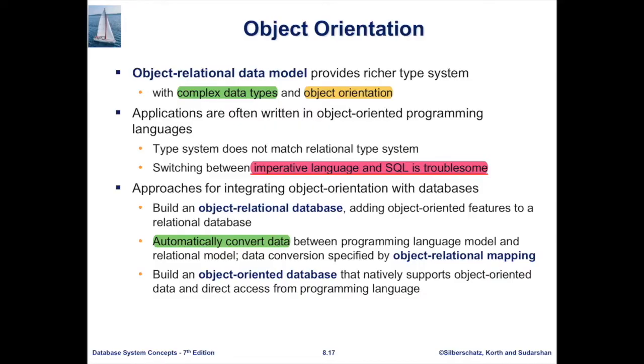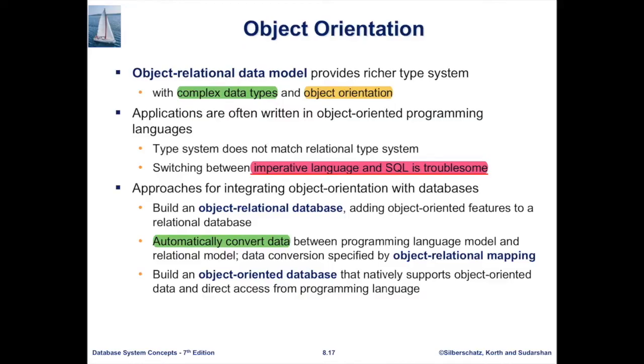Okay, so now take note that system applications are often written in OOP languages like Java, Python, C++. However, these object types do not necessarily match relational types, and switching between imperative type and declarative type is actually troublesome because SQL is declarative. So there are 3 different approaches now on how to integrate object orientation with databases.